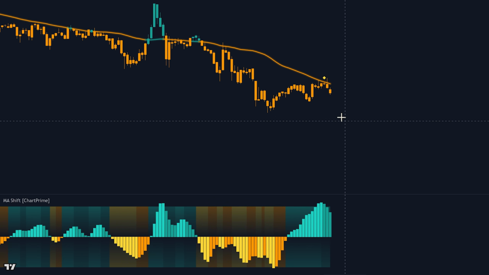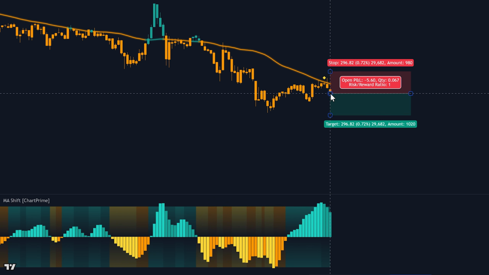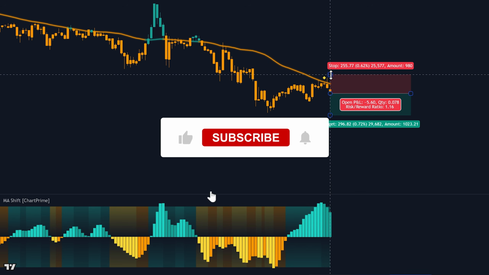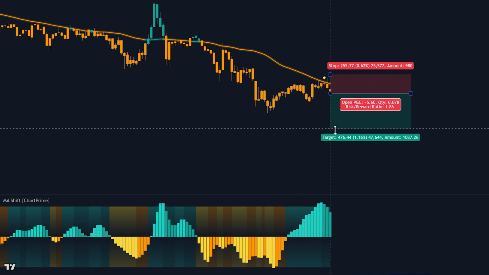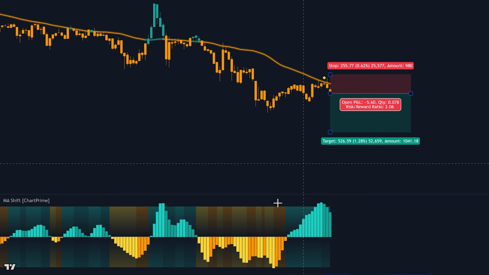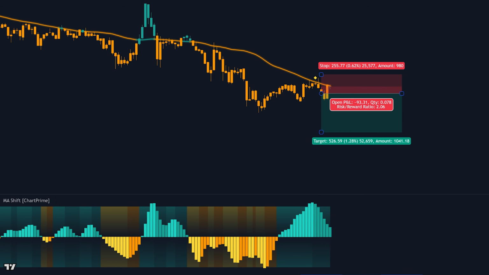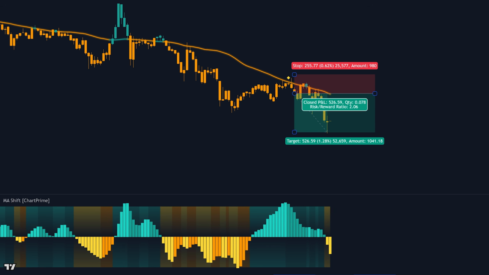Once these rules are met, we enter a sell position on the next candle. We place our stop loss above the recent swing high or key resistance level to allow some breathing room. We aim for a 1-to-2 risk-to-reward ratio. Looking at the chart, you can see this trade ended up profitable as price continued moving lower.